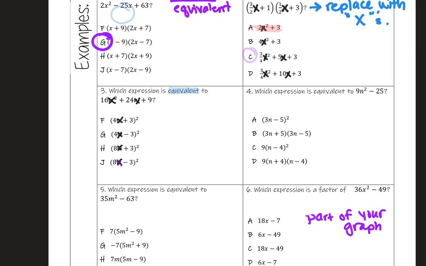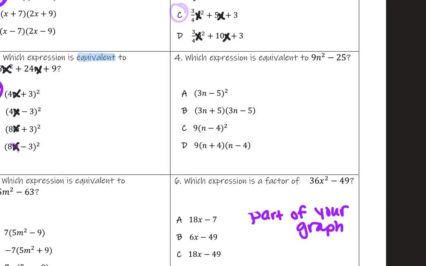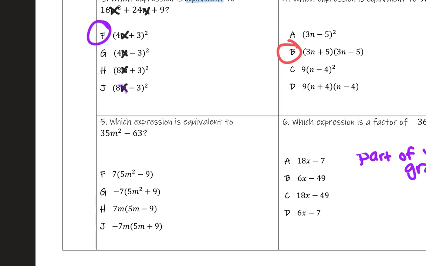Okay, so on the first one, what did y'all get for number 3? Which one? F, good. How about number 4? Should be B, good job. And then on 5, F, G or H or J? F, okay, should be F.